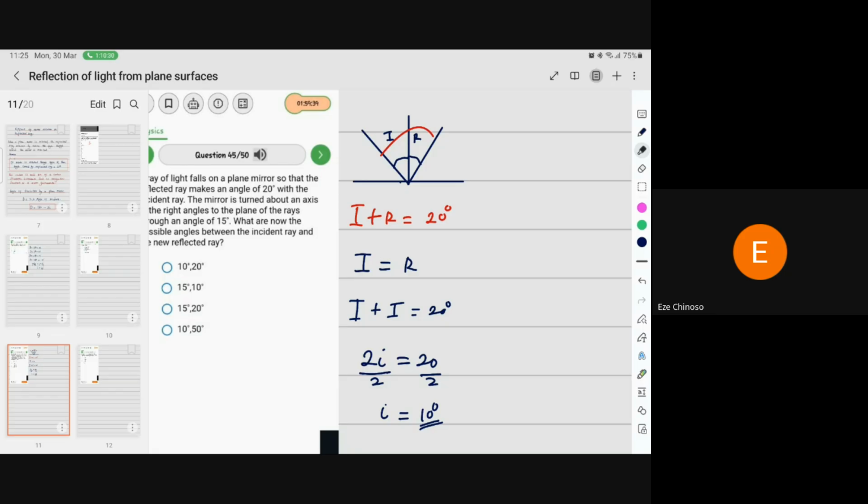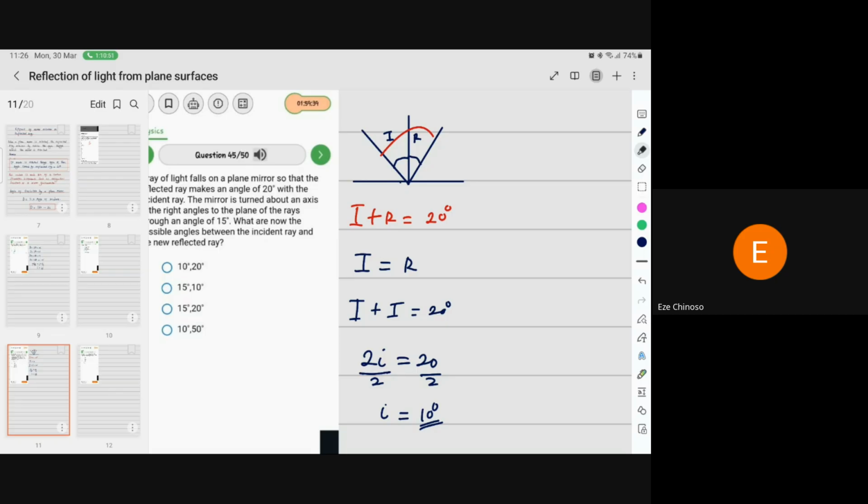For me now, I think that you say that the angle of rotation is twice the angle reflected. So the angle rotated is 15. Then 15 times 2 gives you 30. Then plus the initial angle at which they inclined, which is plus 20, will give you 50. That's the total sum.